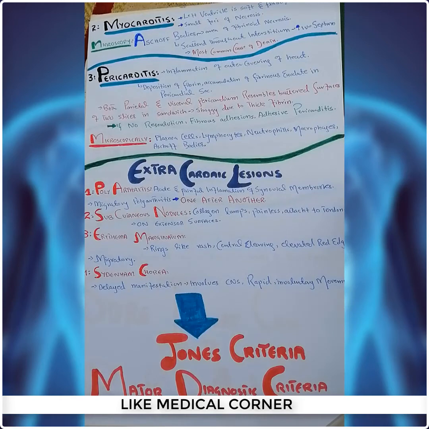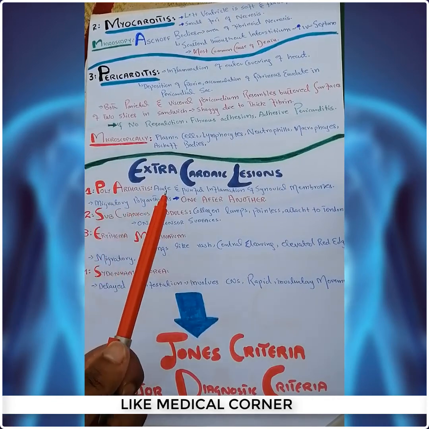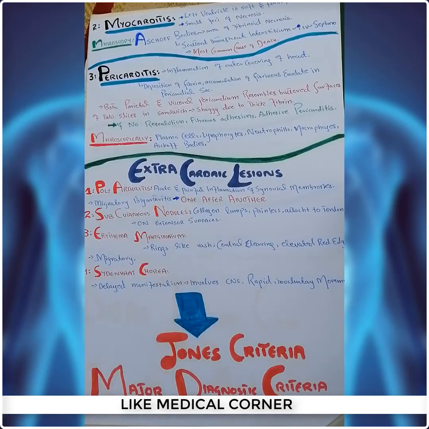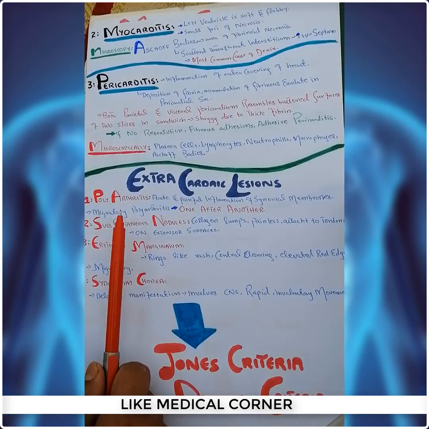The extracardiac lesions which are there in rheumatic heart disease, number one, is polyarthritis. What is polyarthritis? It is clear from the name that it is acute and painful inflammation of the large joints, or inflammation of the synovial membranes of the joints. Sometimes it is also known as migratory polyarthritis because it affects larger joints, then it affects the smaller joints one after another. So there is a proper sequence, and that's why it is known as migratory polyarthritis.